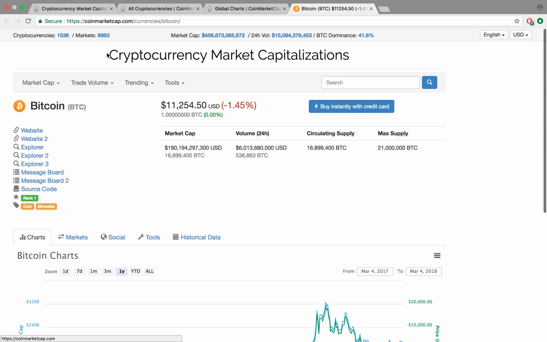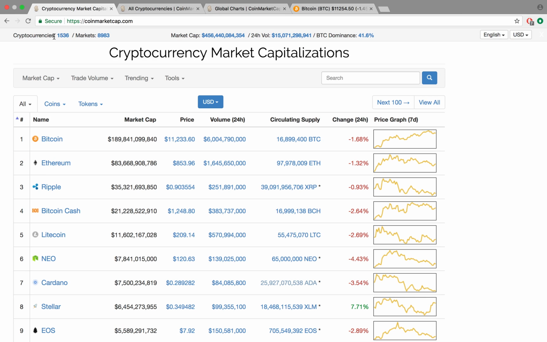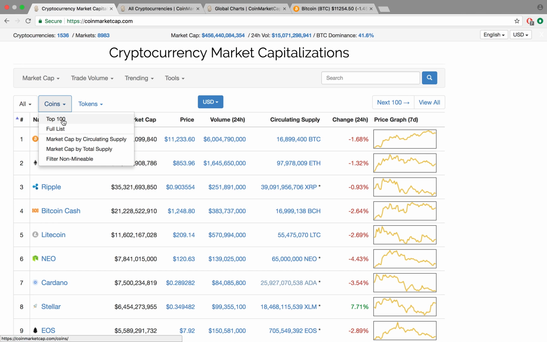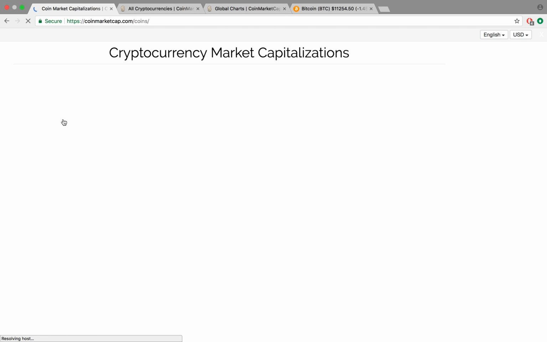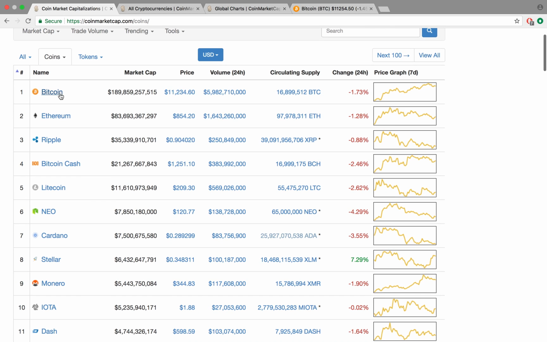So yeah, this is a little bit about what you can expect from CoinMarketCap. Here's all the cryptocurrencies, how many markets they're traded in. You can separate them by coins, top 100 or the full list. Top 100, it's kind of where I like to stay. These are the platforms in a way. These are coins that could be used as maybe currencies. They have their own blockchain, and these are tokens that are based off of those coins.